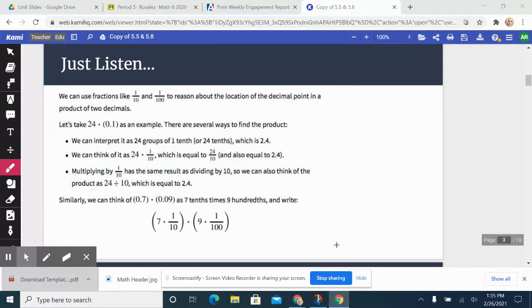We can use fractions like 1/10 and 1/100 to reason about the location of the decimal point in a product of two decimals. So if you use the example 24 times 0.1, there's several ways that you can find the product. We can interpret 24 groups of 1/10. We can think of it as 24 times 1/10, which is 24 divided by 10. So there's all these different ways that you can look at it. So similarly, we can think of 0.7 and 0.09 as 7/10 and 9/100, and you could write it like what you see.